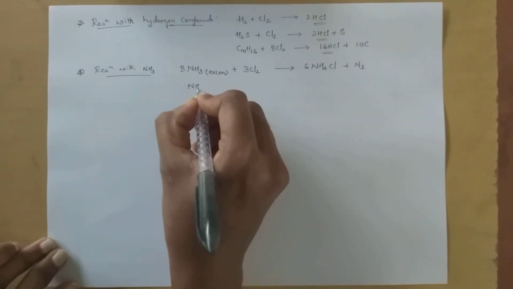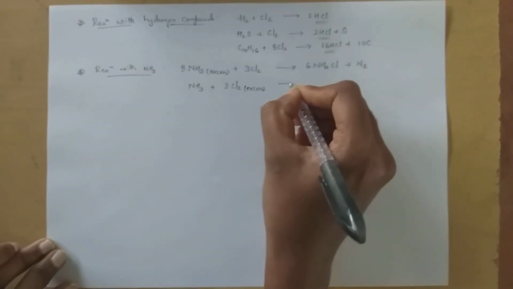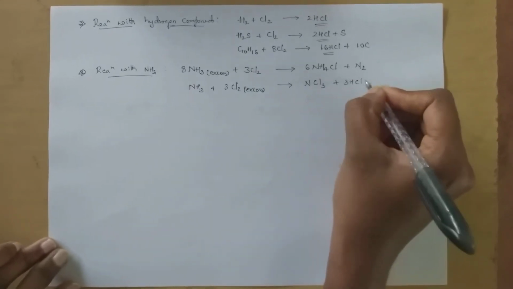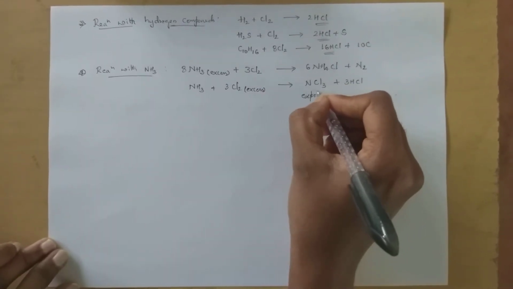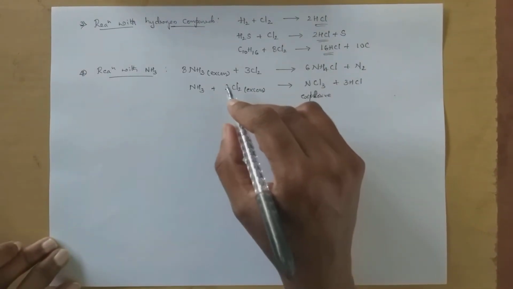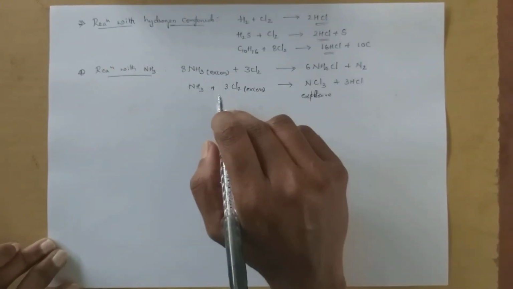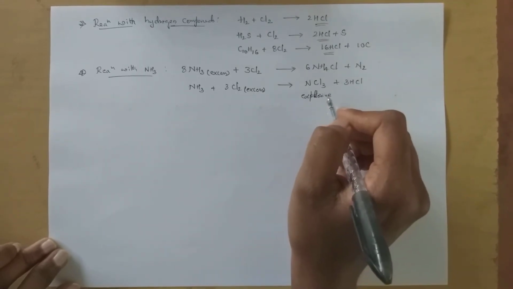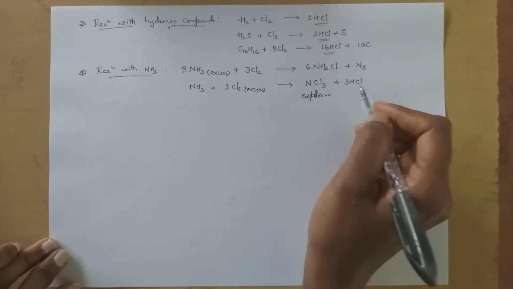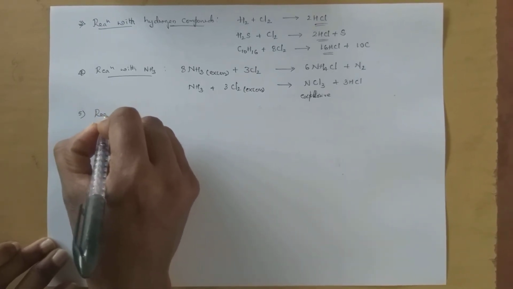Similarly, ammonia reacts with excess chlorine. When it reacts with excess chlorine, it will give rise to nitrogen trichloride and HCl. Nitrogen trichloride is explosive. So ammonia reacts with excess chlorine, it will give rise to an explosive, that is nitrogen trichloride, and HCl. Nextly, we have reaction with sodium hydroxide.